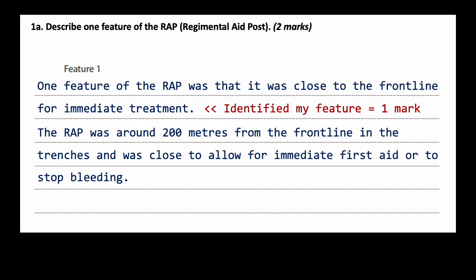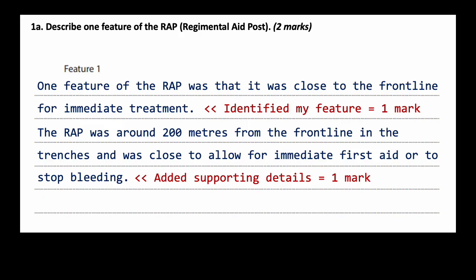Okay. The RAP was around 200 metres from the front line in the trenches and was close to allow for immediate first aid or to stop bleeding. So I've added some supporting detail, and as you're probably watching this, you could have gone on for ages about this particular feature, but we just don't need to. We've got 2 minutes to get in and out with this question, but we've given a good fact, 200 metres from the front line. We've talked about immediate first aid or to stop the bleeding. If you really had a bit of time and you could write quick, maybe you could add how this was important to get them back to the front line as quick as possible. I don't know, but we don't need that.